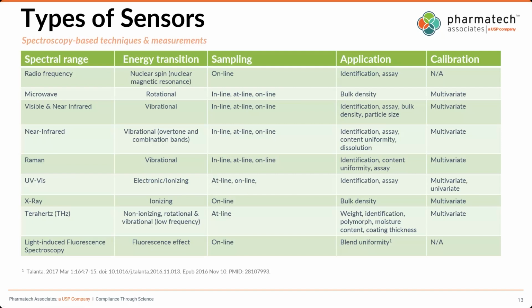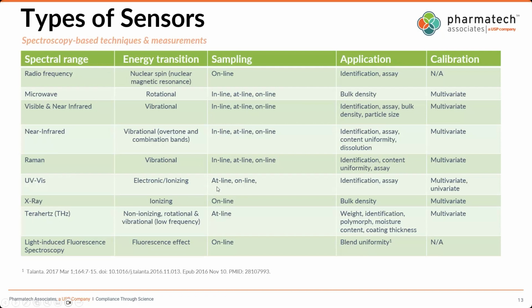In most cases, for near IR and other technologies, you will see chemometric model building is essential. These are, in most cases, multivariate. But in some cases, like Raman, because they are highly specific to the molecular structure, you can do direct identification. But this is a brief overview of spectroscopic techniques.